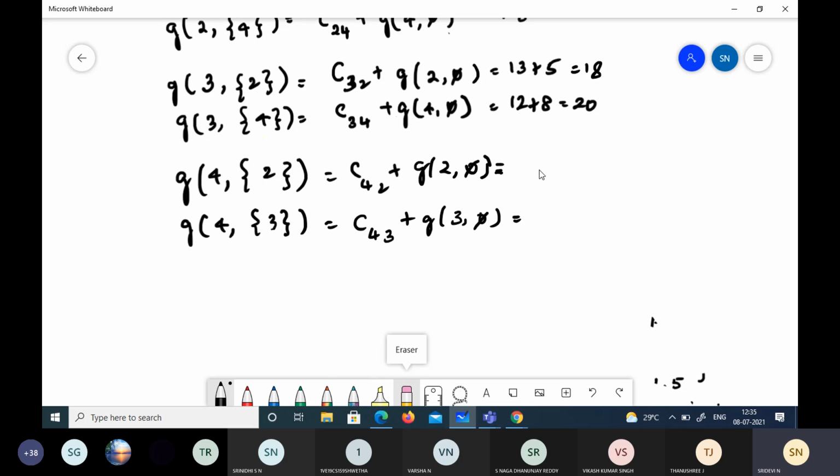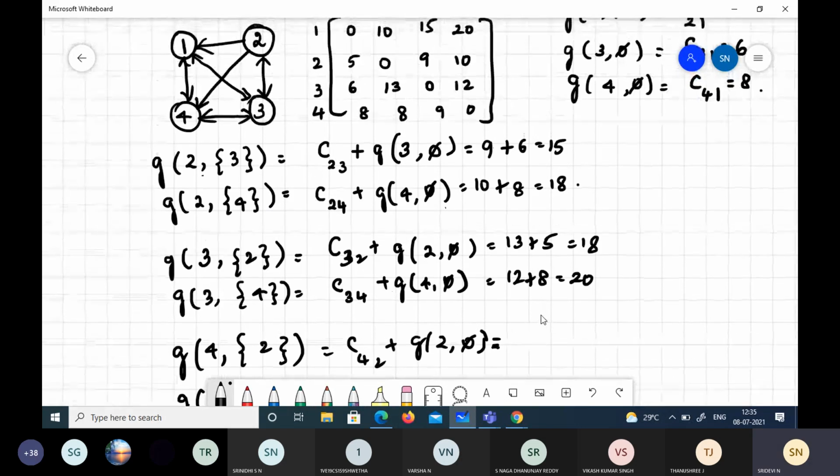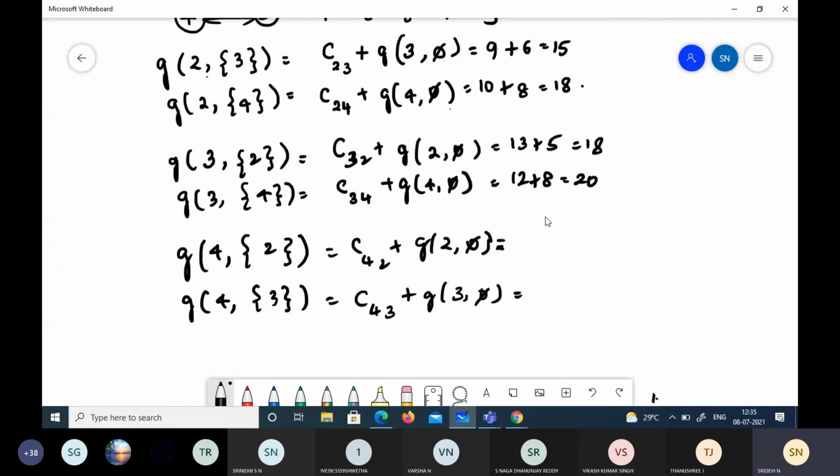Now G of 4, 2. Look into the graph here. So 4 2 is how much? 8 plus 5. Yes, it will be 8 plus 5, 13, and 4 3 is how much? 9 plus 6, which will be 15.